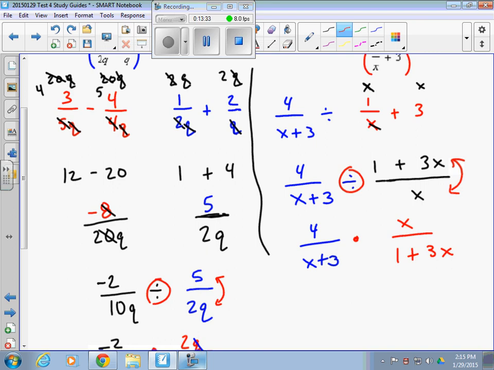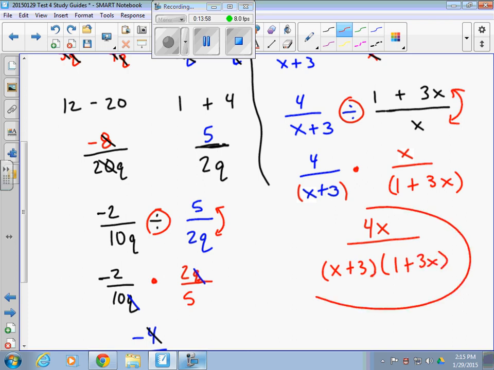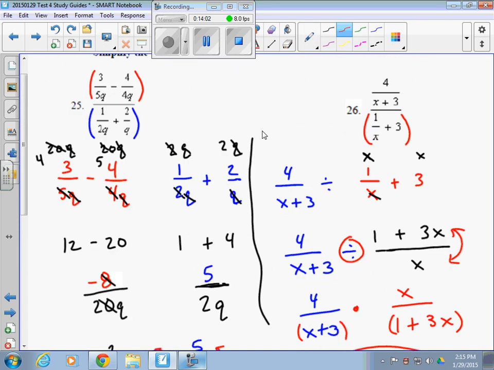Now multiply straight across with these. 4 times x is 4x. And then you have 2 binomials you multiply here, 1 plus 3x and x plus 3. And it's not going to simplify any further that way, so leave it simply as x plus 3 times 1 plus 3x. And there's a simplified version of number 25, I believe, 26.